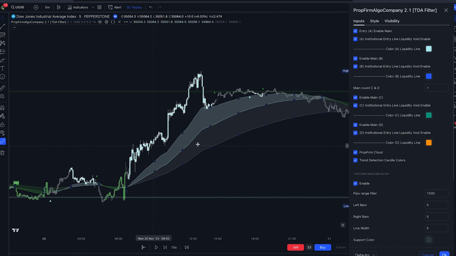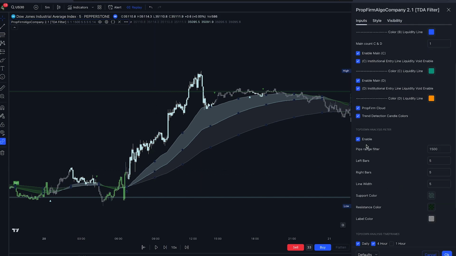Now, notice that some of the good signals are going to get taken away. So in the next TradingView update, we're going to allow traders to view multi-time frame support or resistance with enabling the pip range filter off or on completely separate. This way, we don't miss out on good entries.